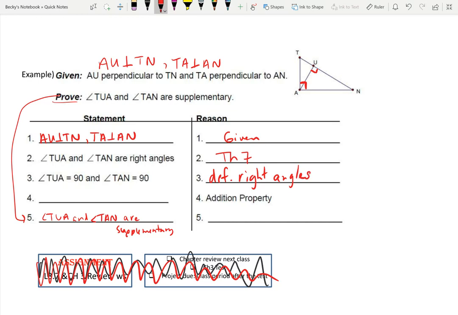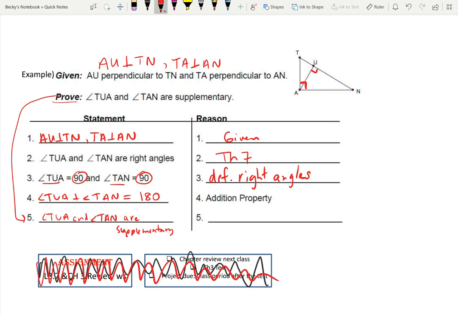Okay, so now we're going to use the addition property. Again, we're going to have to use things from steps 3, 2, and 1 to do that. This is one of those weird ones. We're going to add these two together: TUA plus TAN. Now, if I add the left sides together, what do I get when I add the right sides together? I get 180. And I just did the addition property.